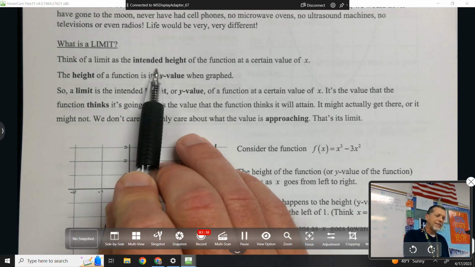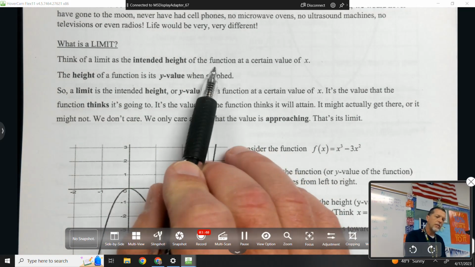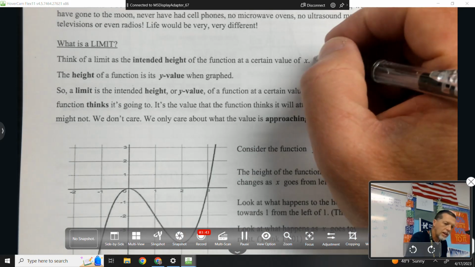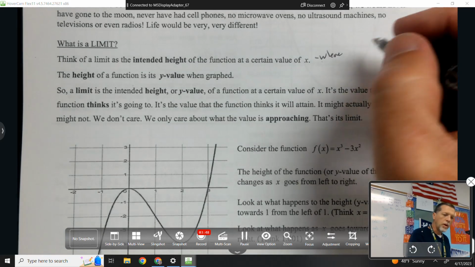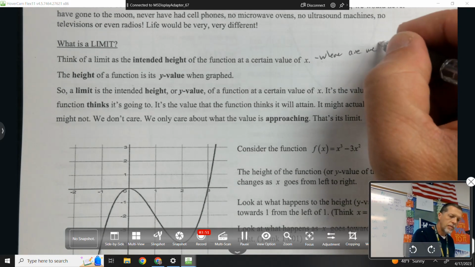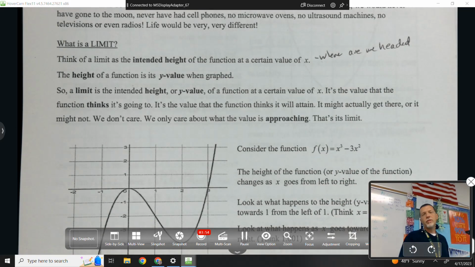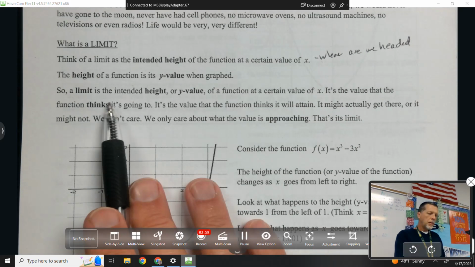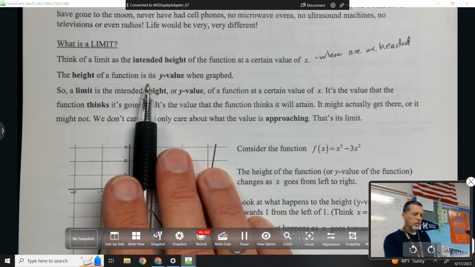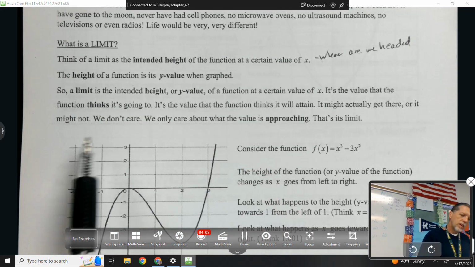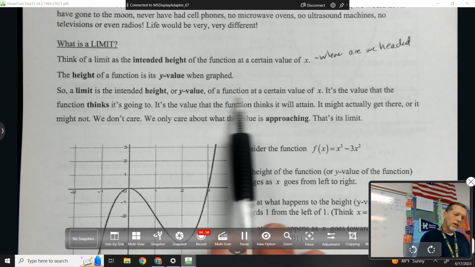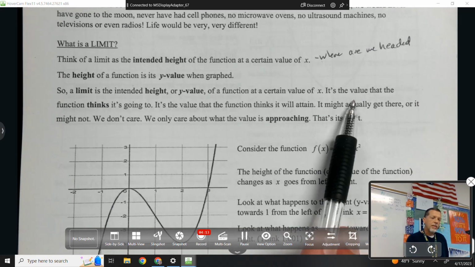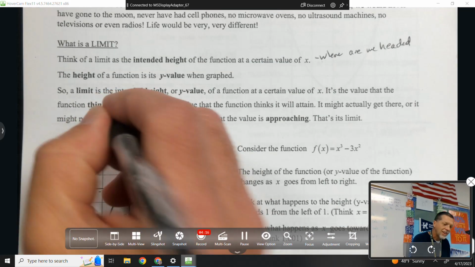Think of a limit as the intended height of a function at a certain value of x. So the question is not where do we get to, but where are we headed? Where do we think we're going to? What's our goal? Whether we get there or not, that's a different kind of question. The height of a function is the y value when it's graphed. So a limit is the intended height, the intended y value of a function at a certain value of x. It's the value that the function thinks it's going to.